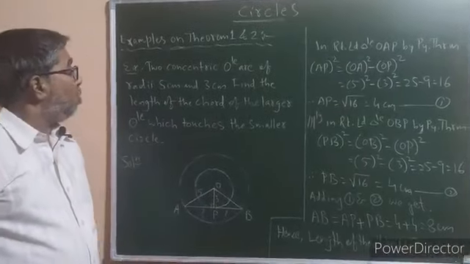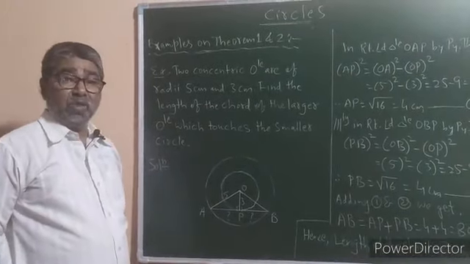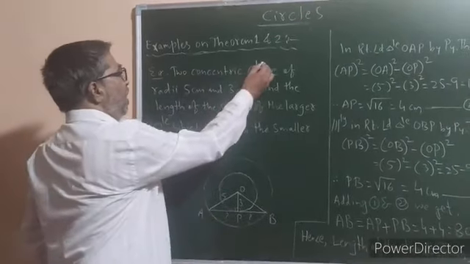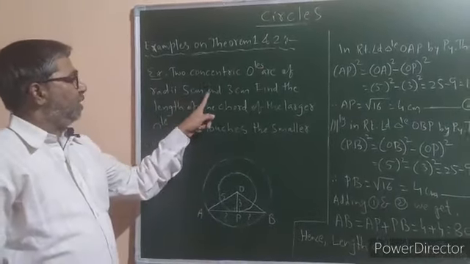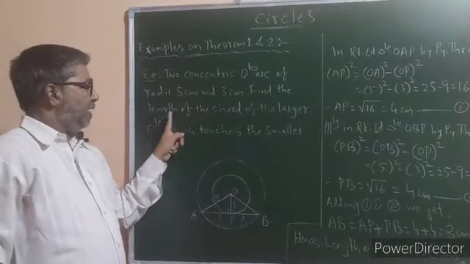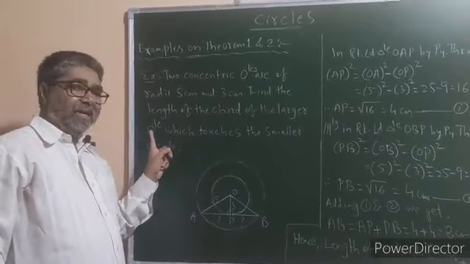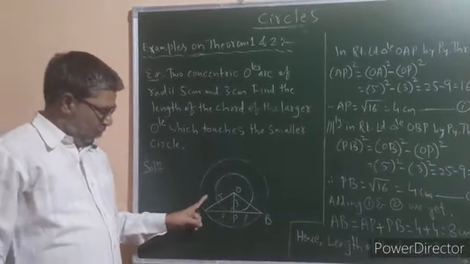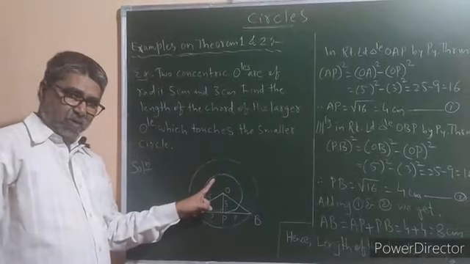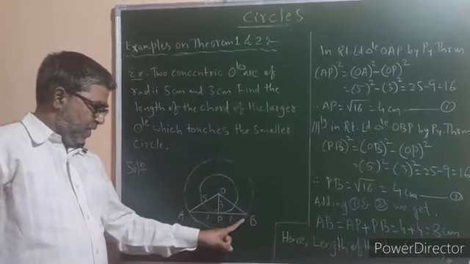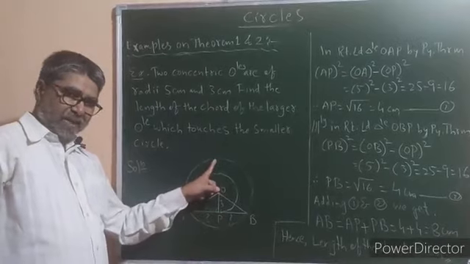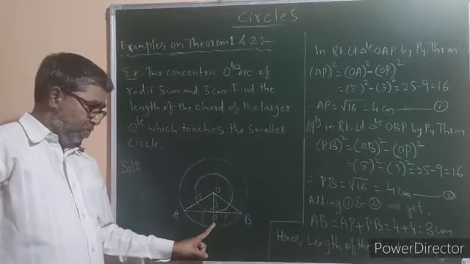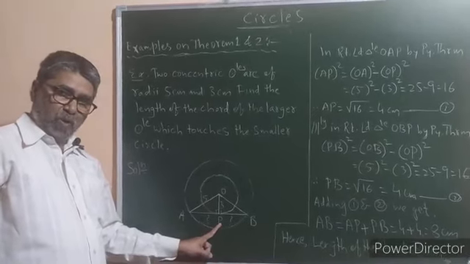So dear students, one more very important example is solved here. Example: two concentric circles are of radii 5 centimeter and 3 centimeter. Find the length of the chord of the larger circle which touches the smaller circle. Figure, two concentric circles are drawn. AB is the chord of the larger circle which touches the smaller or inner circle at point P, P being the point of contact.